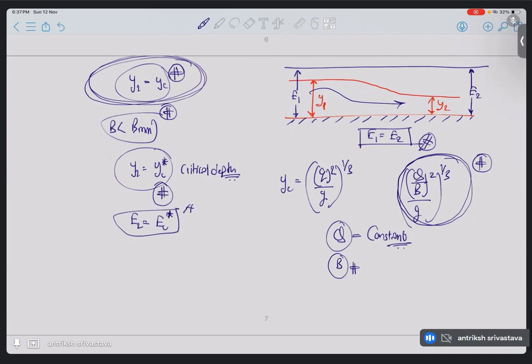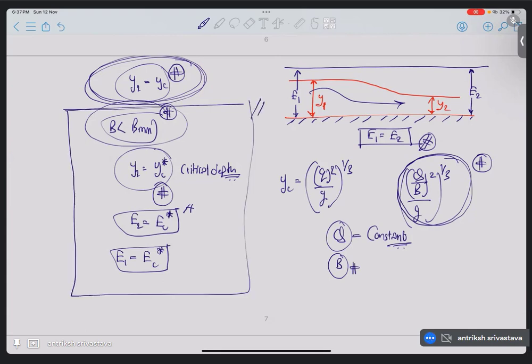And since we know that E1 is equal to E2, in this case also your E1 is going to be your new E star. So what is this? This is when your B is less than your B minimum. When your B is equal to B minimum, your E1 is not affected. So E1 will be y1 plus v1 square by 2g. But in this case, since your E1 is also changing, your y1 will also change.